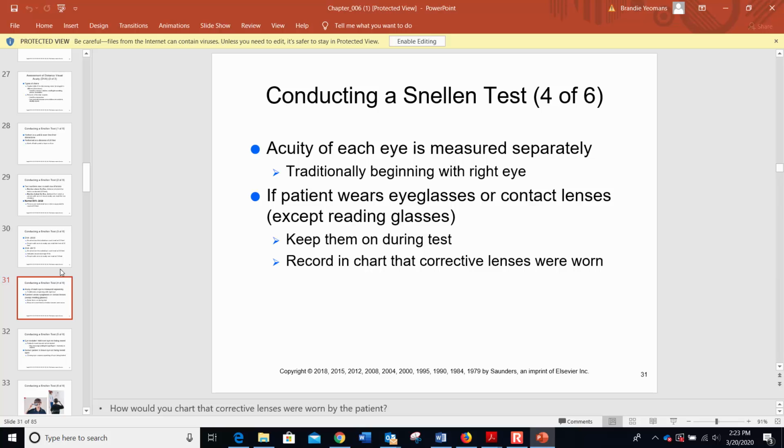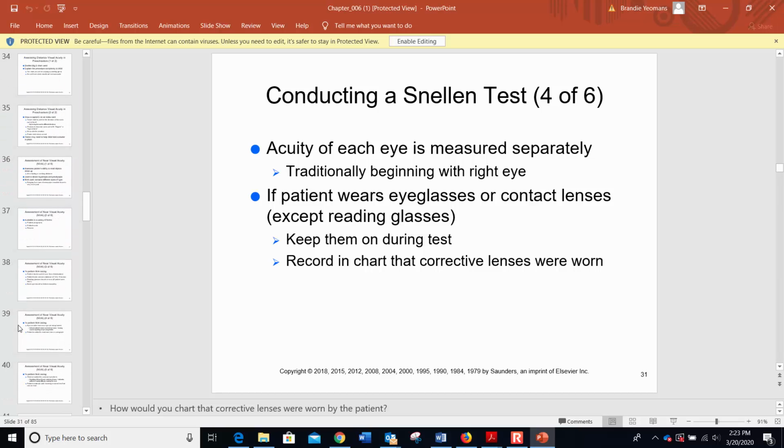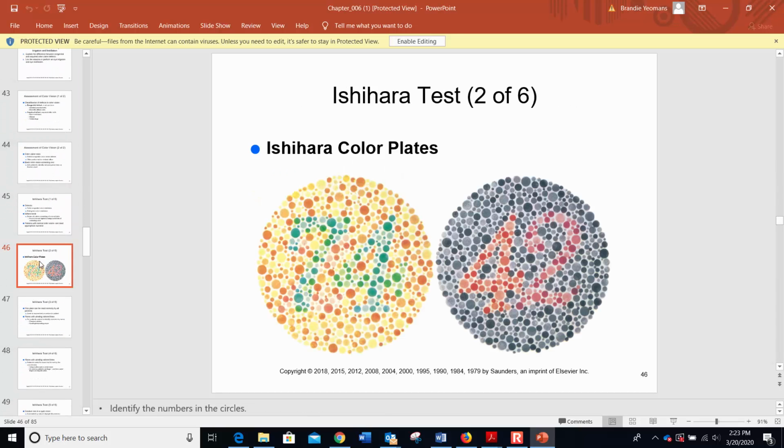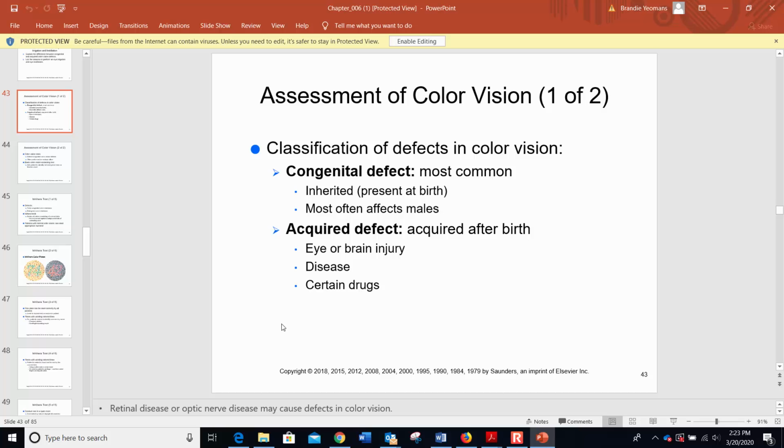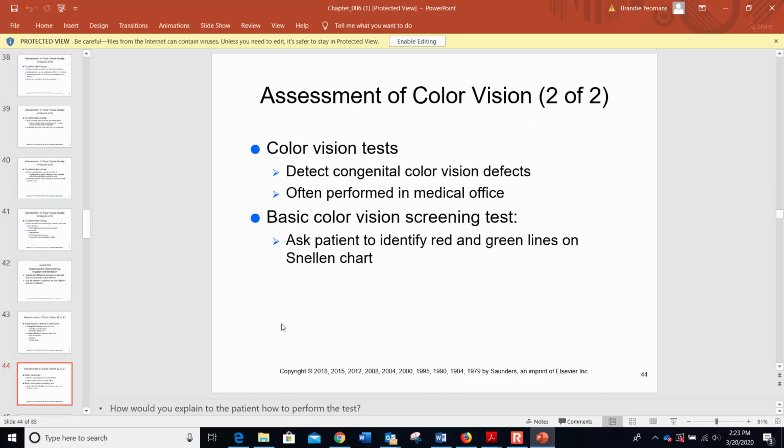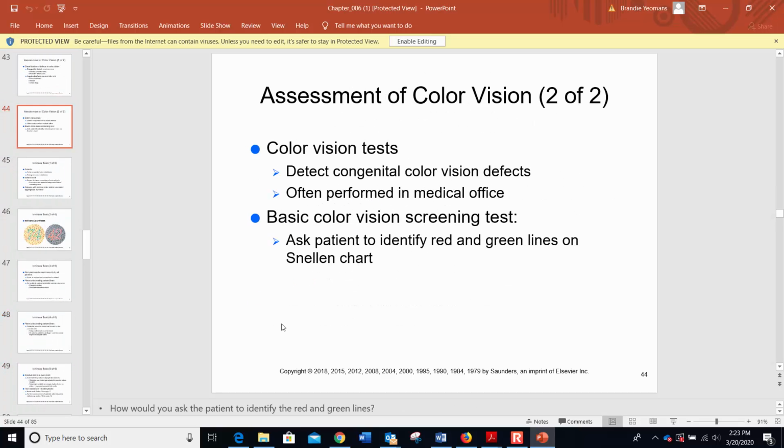And basically what that looks like is it's a circle with some different colored dots in the center, and as you can see here on the screen, typically there will be another number in a different color of dots within that big circle. So that helps us to know whether they have true color blindness or not. Men are more prone to be colorblind than women, so just remember that, and you probably have noticed that anyway.